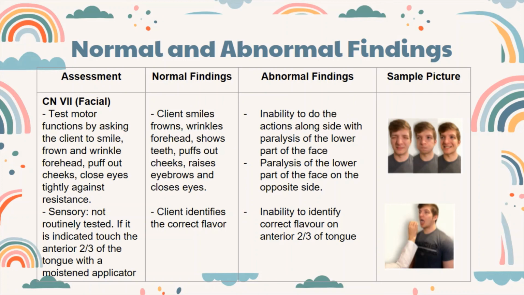For the test of sensory, not routinely tested. So if it is indicated, touch the anterior 2/3 of the tongue with the moistened applicator. Applicator dipped in salt, sugar, or lemon juice. Ask the client to identify the flavor. So in the normal findings, the client identifies the correct flavor, while in the abnormal findings, inability to identify the correct flavor in the anterior 2/3 of the tongue suggests impairment of cranial nerve number 7. Presented on your screen also is a sample picture for testing the cranial nerve number 7.